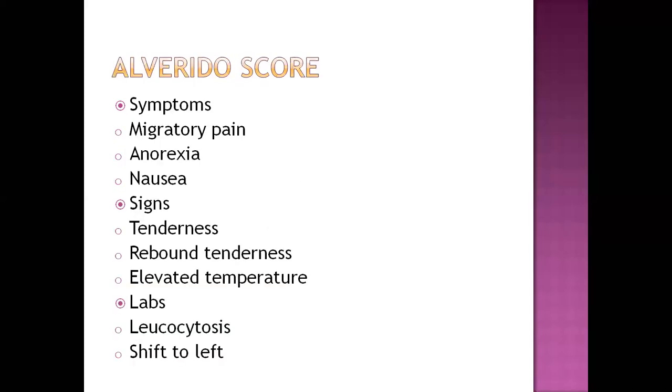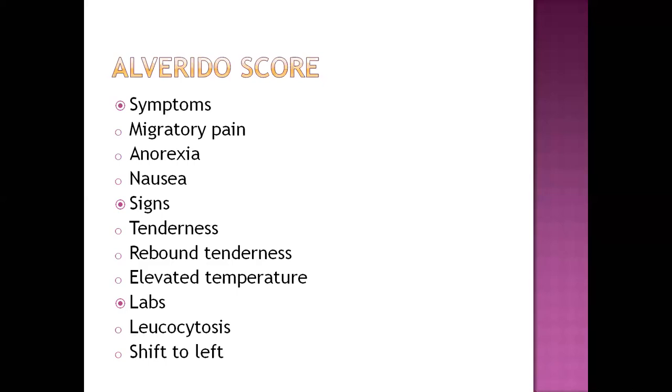So, in the diagnosis of appendicitis, we take the symptoms, signs, and labs, and the commonest scoring method done in the diagnosis of appendicitis is the Alvarado score. The Alvarado score is performed with the symptoms: migrating pain, anorexia, nausea; signs: tenderness, rebound tenderness, elevated temperature; and the lab: the CBC showing leukocytosis or shift. These 8 signs, symptoms, and labs score 10.